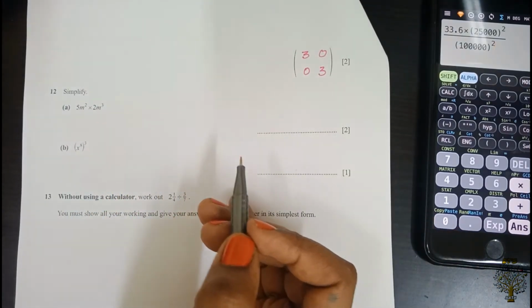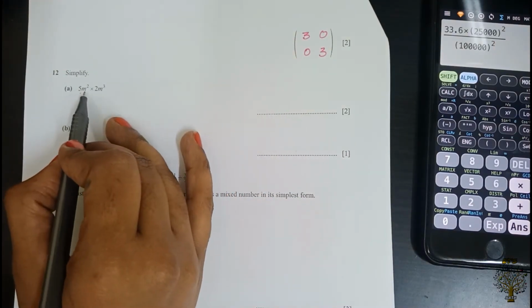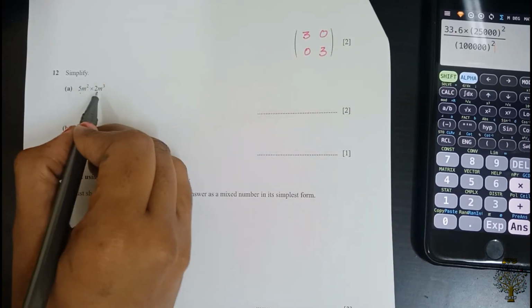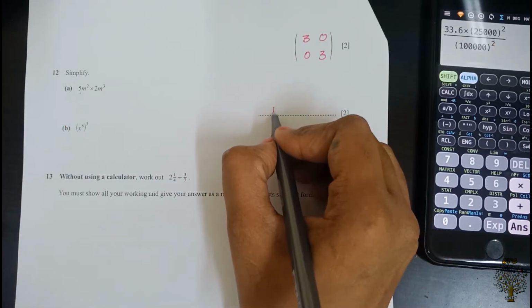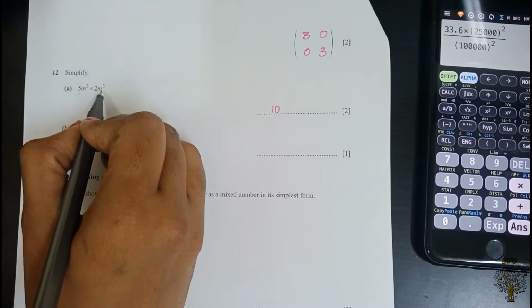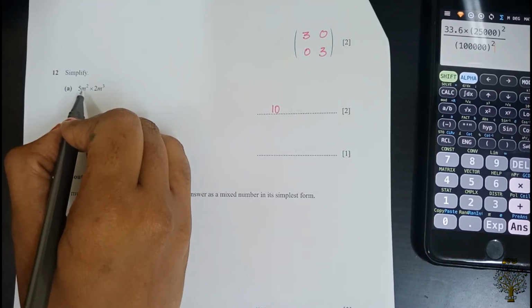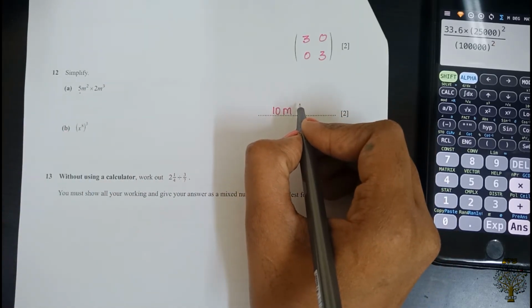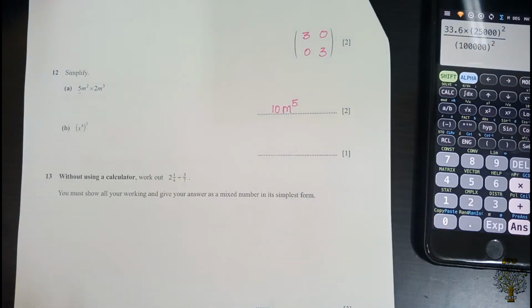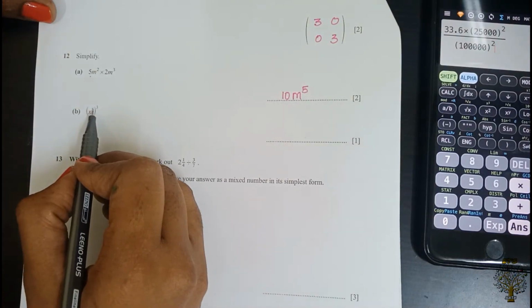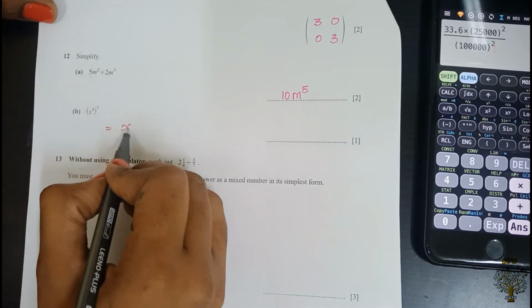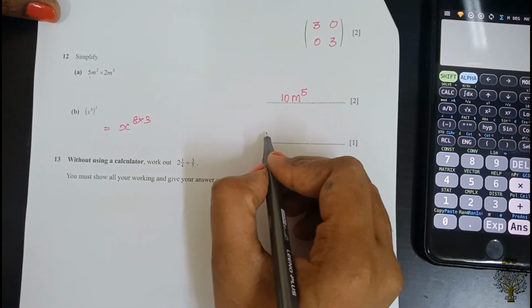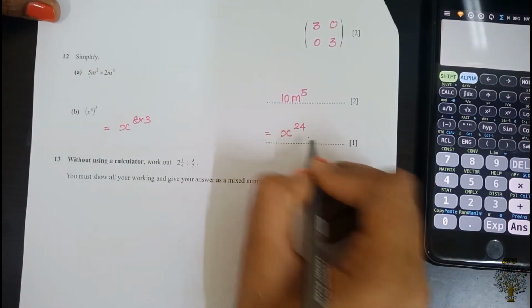Now 12th question we are going to solve. 5m square multiplied with 2m cube, you are going to simplify. That means constant multiplied with constant. 5 multiplied with 2 is 10. M square multiplied with m cube, you know the rule, bases are same, means we will add the power. So m to the power 2 plus 3, which gives us 5. Next, x to the power 8, the whole power 3. That means x power 8 multiplied with 3. 8 multiplied with 3 is 24. So we have x to the power 24.